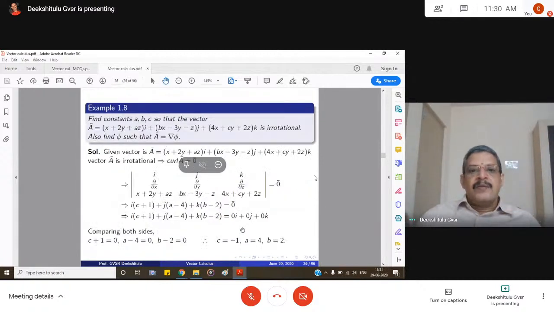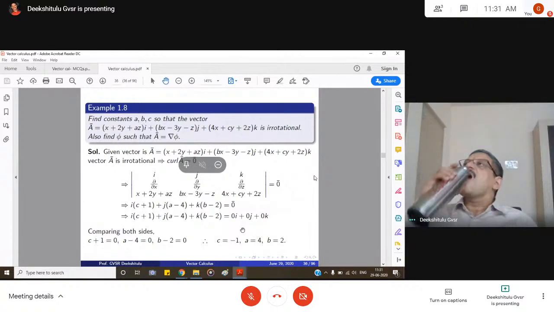Find the constants a, b, c so that the vector A equals (x plus 2y plus az) i plus (bx minus 3y minus z) j plus (4x plus cy plus 2z) k is irrotational. Also find phi such that A bar is equal to grad phi. When you want to find a, b, c, given that A bar is irrotational, that means you have to find curl A bar equal to 0 first. Then you will get the values of a, b, c.